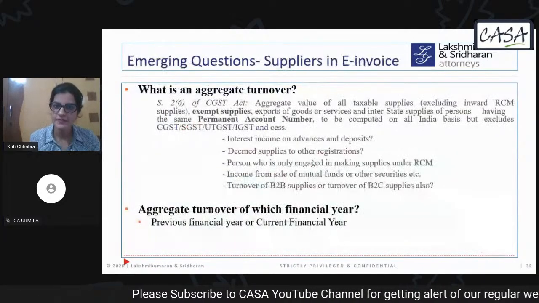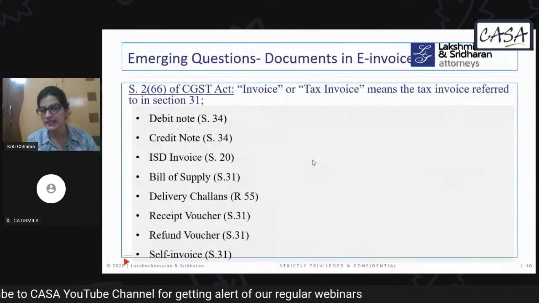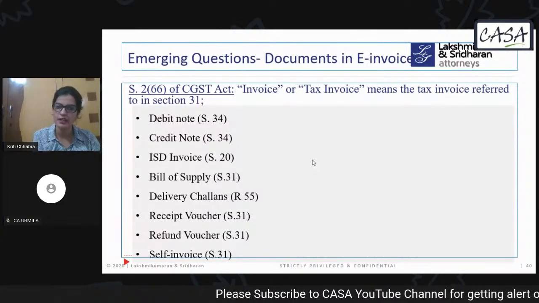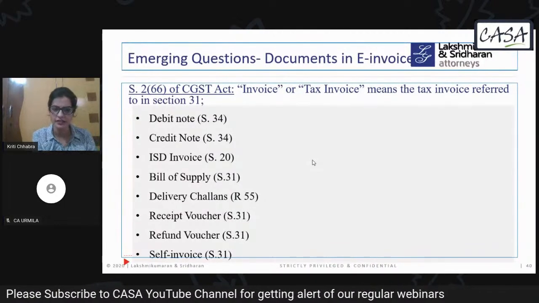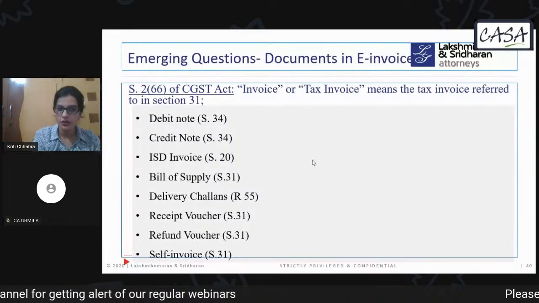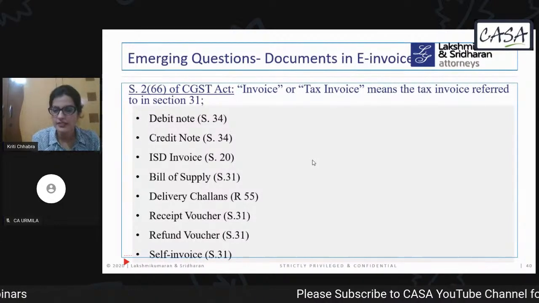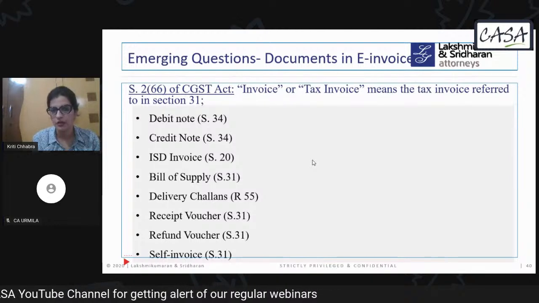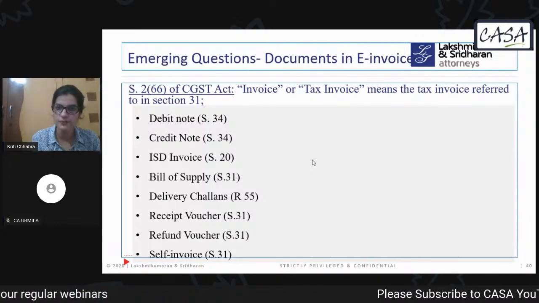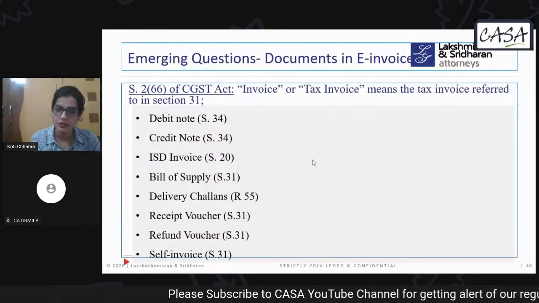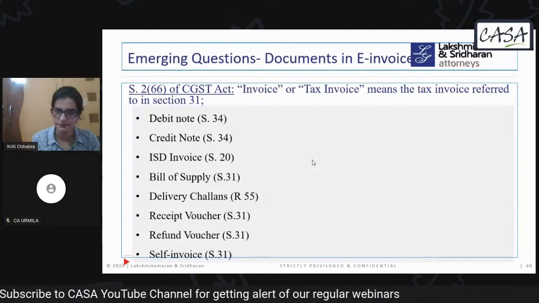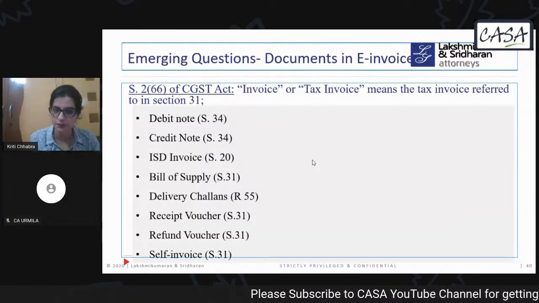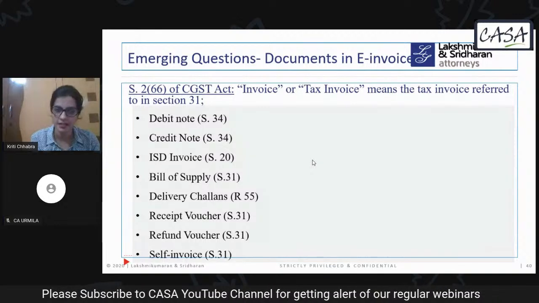Based on this, the question is: which documents are covered under the e-invoicing schema? These are documents which a taxable person is otherwise required to issue, like a debit note, credit note, ISD invoice, bill of supply, delivery challan, receipt voucher, refund voucher, or self-invoice. Debit notes and credit notes are not tax invoices under section 31, which was otherwise prescribed under Rule 48.4. However, the entire scheme of e-invoice specifically requires that debit notes and credit notes should also be registered on the IRP portal, and an IRN should be generated for them when issued to a registered person. Therefore, for these two documents, a person is required to follow the e-invoicing provisions, even if this is not as per the rule and section given under the CGST Act.